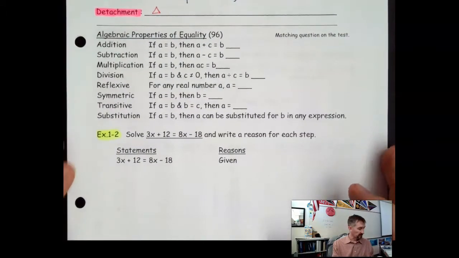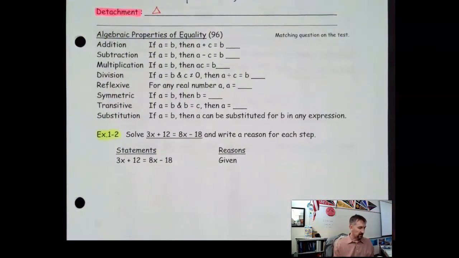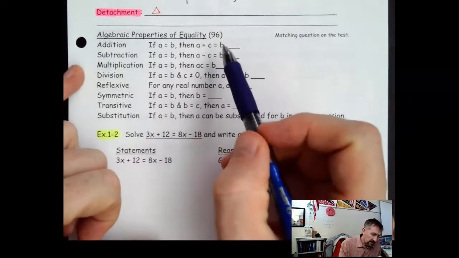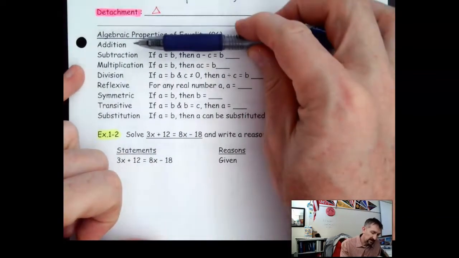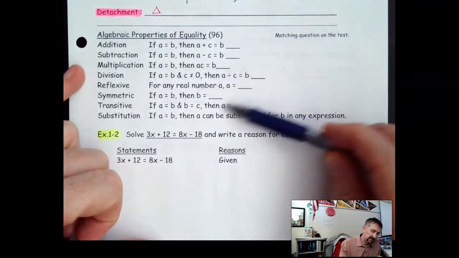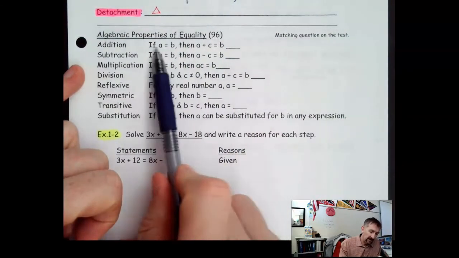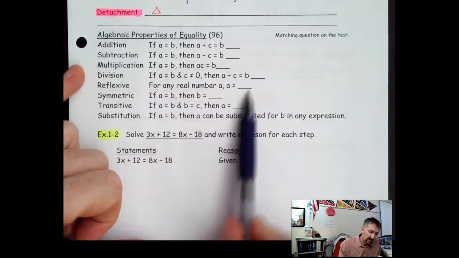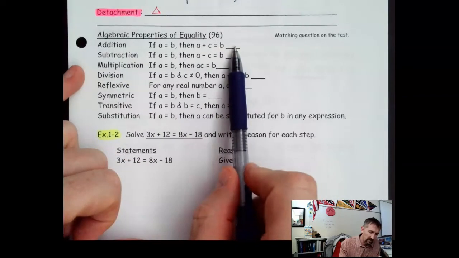Okay, algebraic properties of equality. So it would be nice if you try to pause this and then fill in these things on the side and play. Don't fill them all out, just put this one, then pause, and then unpause it and see if you got it right.